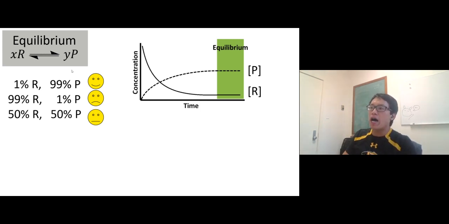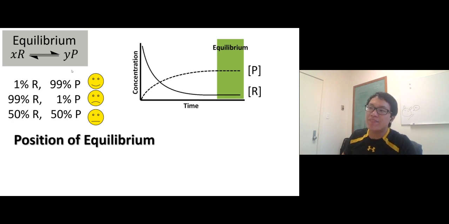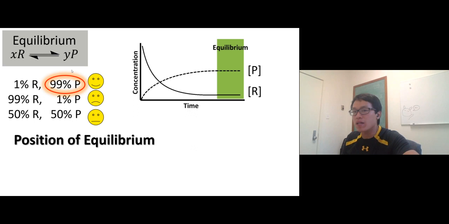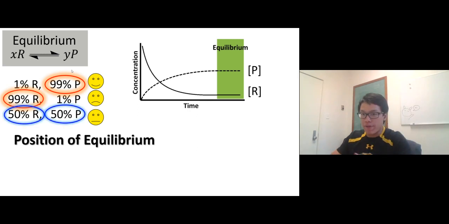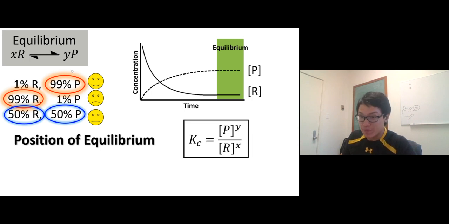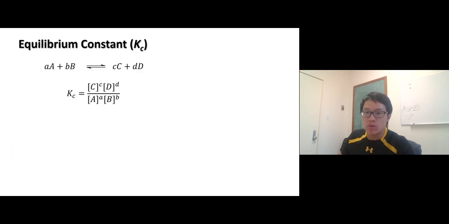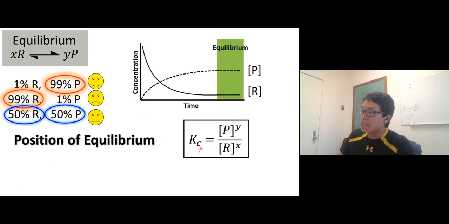So chemists are interested in the position of equilibrium: whether the equilibrium lies to the product side, the reactant side, or 50-50, somewhere in the middle. Could be 48%, 52%. It's somewhere in between. So chemists express the position of equilibrium by Kc, which is the equilibrium constant. C stands for constant. Hold on, C stands for concentration, right?